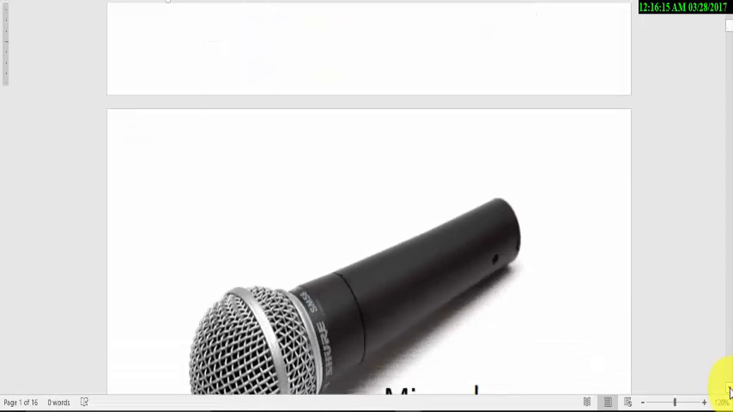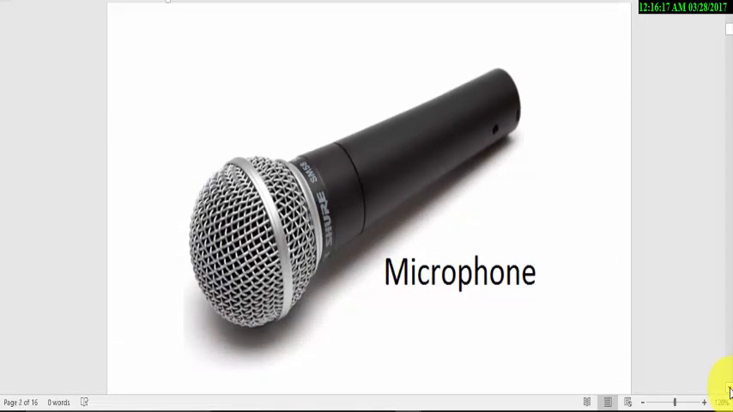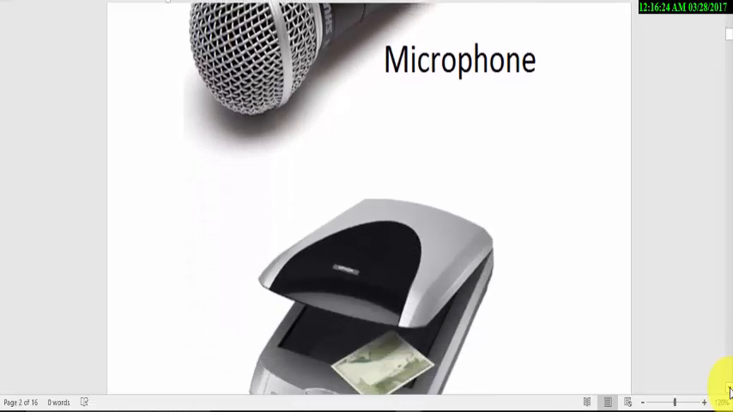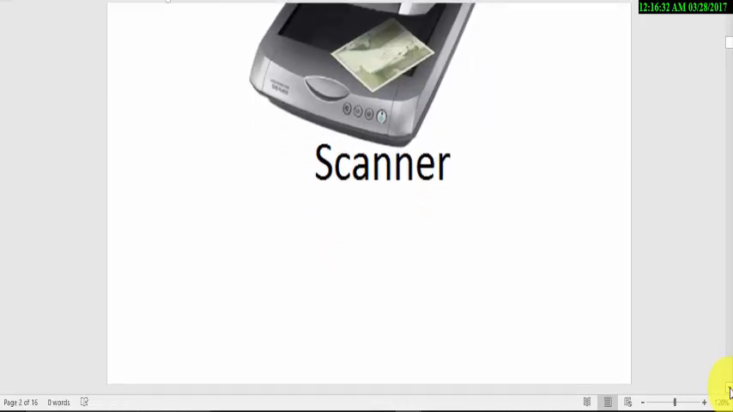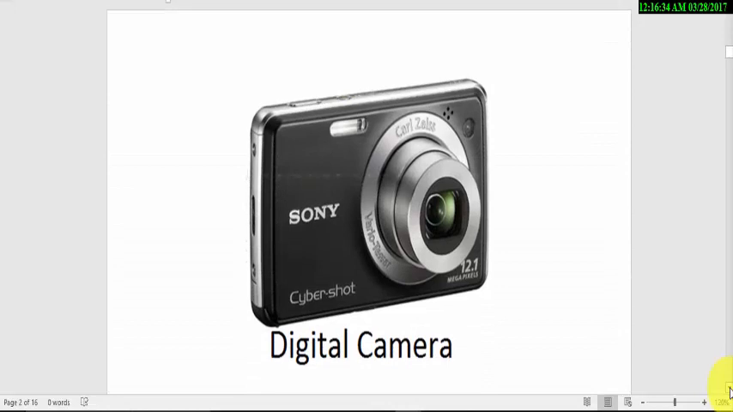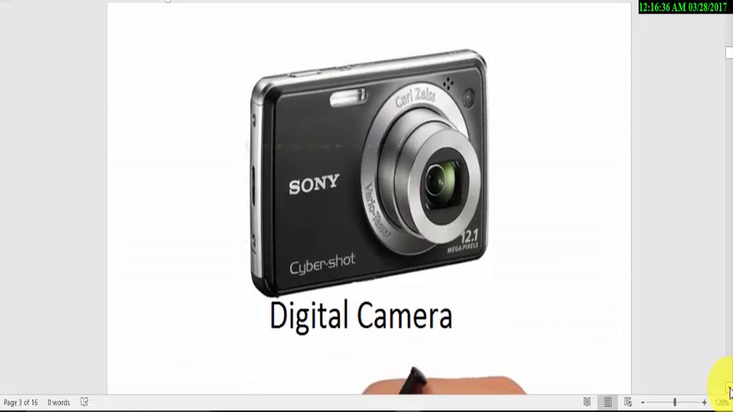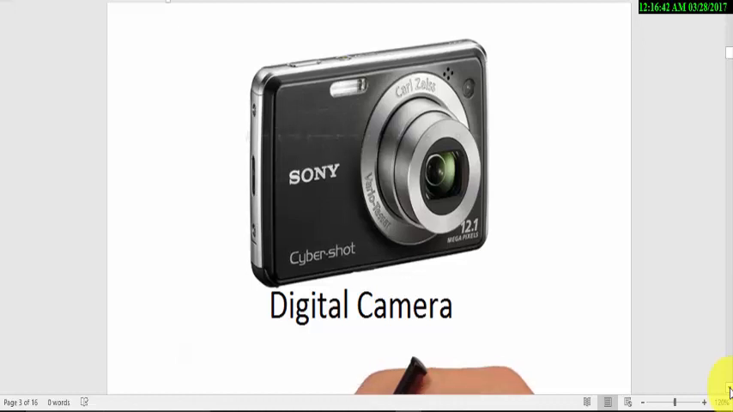It is used for selecting and pointing on the computer. Then this is a microphone. A microphone is an input device. It is used for entering audio into the computer. Then this is a scanner. A scanner is used to convert hard copy into electronic files. Remember we discussed about this one. Then this is a camera. A digital camera is an input device because we use it for entering photos or images into the computer.